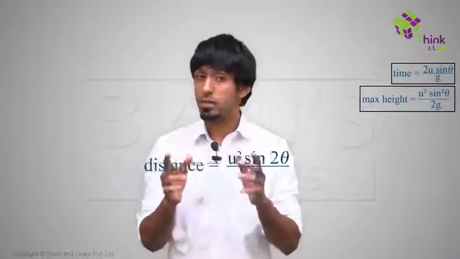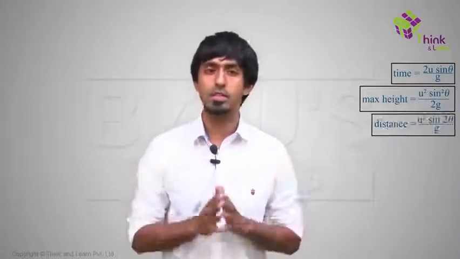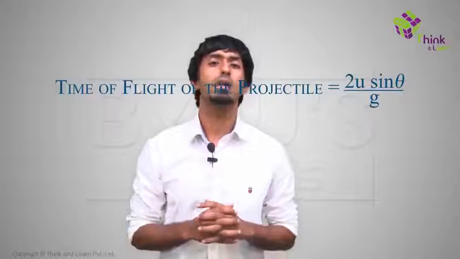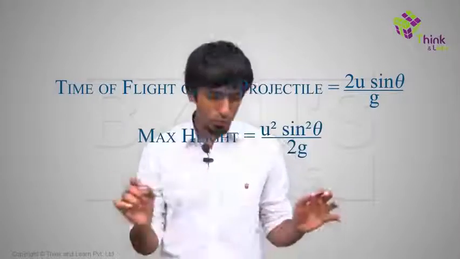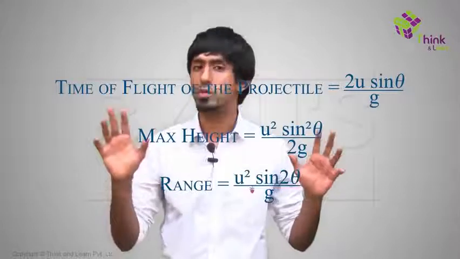So in the final form, the question of where to place the net looks like this. U square sin 2 theta by g. Now these 3 answers have very serious names, okay? The first question, how long will you be in the air, is called the time of flight of a projectile. And how high will it go is called the maximum height that a projectile reaches. And how far you should place the net is called the range of a projectile.